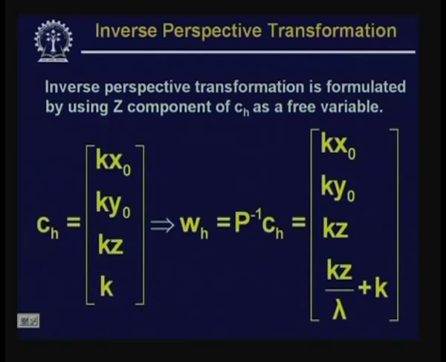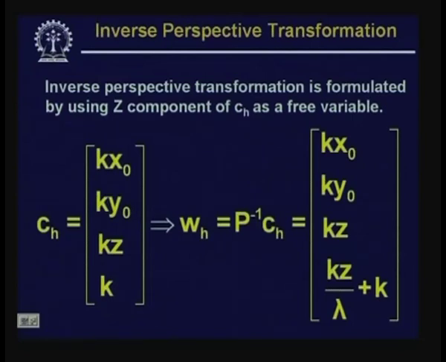Now, here, for the z coordinate, instead of assuming it to be 0, we will assume the z coordinate to be a free variable. So, in our homogeneous coordinate, we will take the point to be kx naught, ky naught, kz and k. Now, when this point is inverse transformed using the inverse transformation matrix, we get the world point in the homogeneous coordinate system as Wh equal to P inverse Ch.